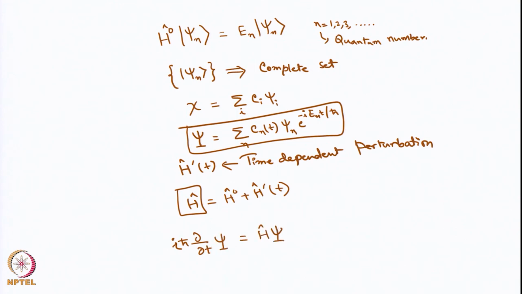So we will do the same treatment that we did for the two states, but in a slightly different manner. Okay. Now let us get to it. So my time dependent perturbation theory is i h bar d psi by dt equals H psi.